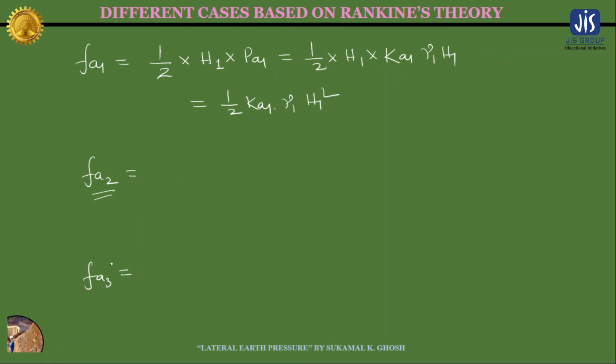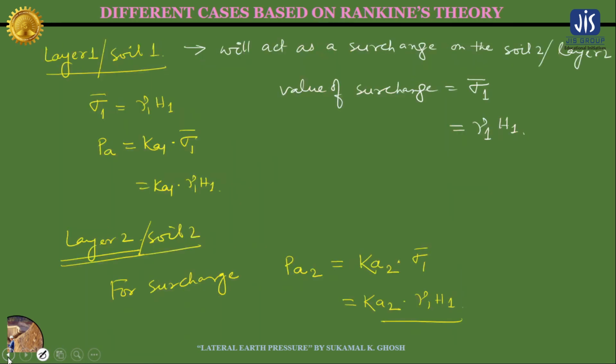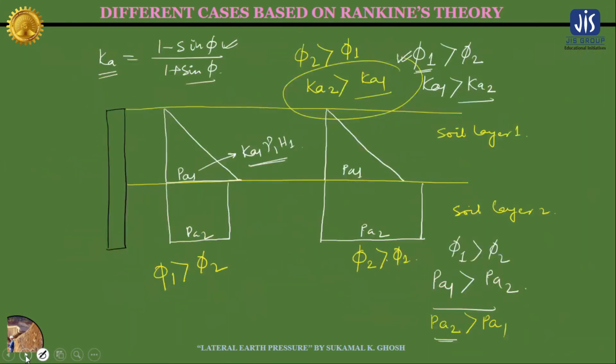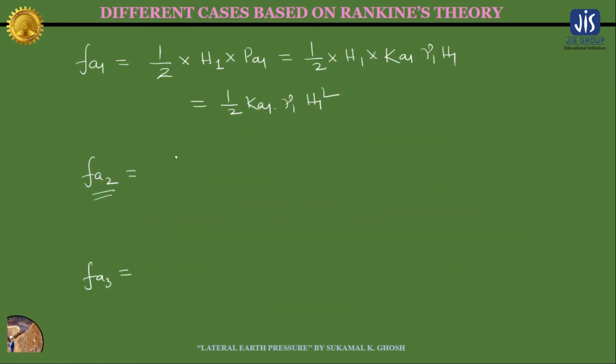For Fa2, see, we need to calculate the area of this rectangular pressure distribution diagram. So it will be H2 into the base width, that is Pa2. So if you solve it, you will have H2 into Ka2 into gamma 1 into H1. So if you solve it, you will have Ka2 gamma 1 H1 H2.